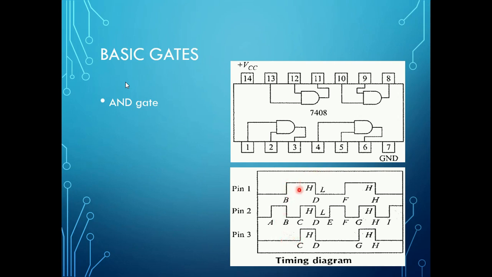Let us see the next case. If pin number 1 is given high input and pin number 2 is given high input, at the output side pin number 3 you should get high output. That is the characteristic of the basic AND gate. In all the remaining cases, whatever the input may be, you get output as 0. Only when the inputs are high do you get output as high.